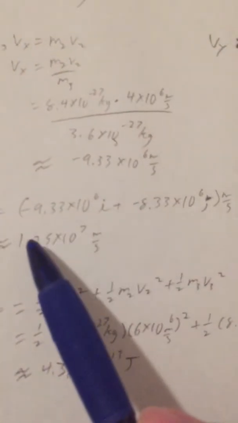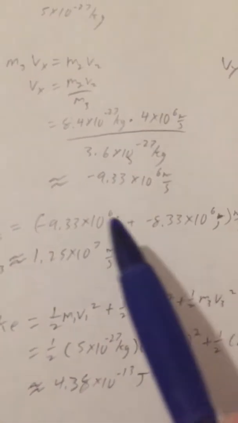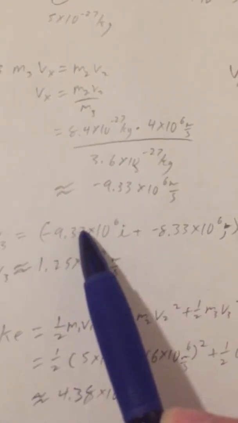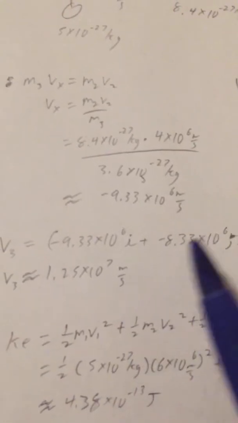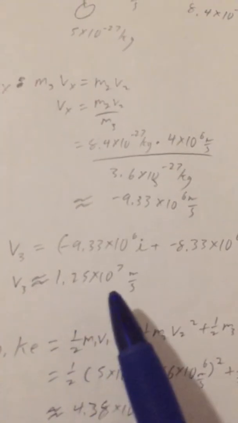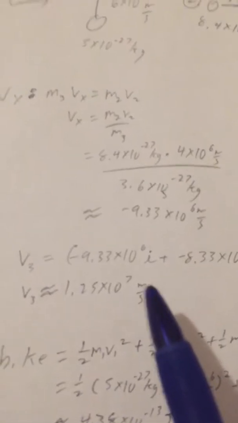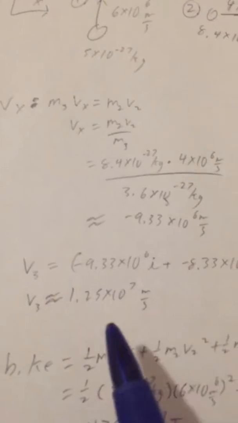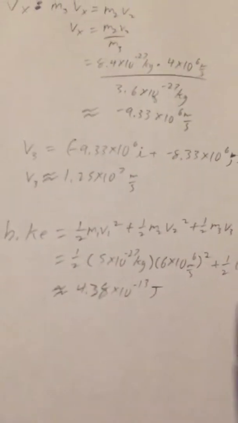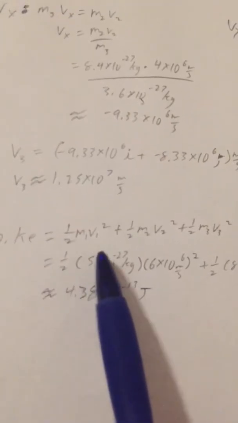So you get the component velocities of just what was stated earlier, and then by taking the square root of this squared plus this squared, you get the directional velocity, which is 1.25 times 10 to the 7th meters per second. Of course, this is the answer to this problem, but you need this for the next part, which is the increase in kinetic energy.